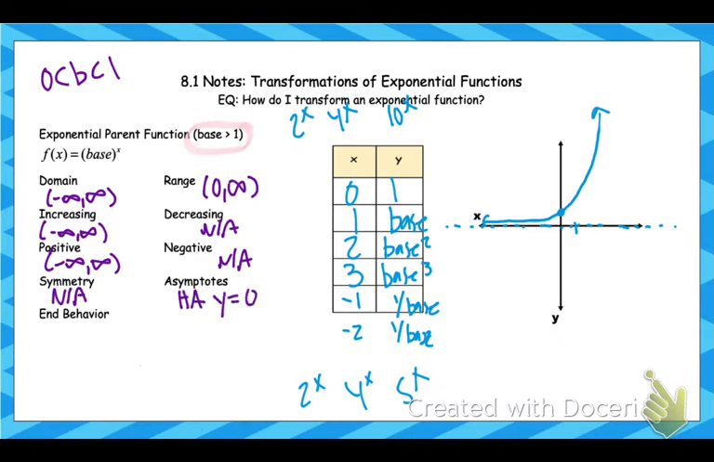And then end behavior is going to look a little different. As x approaches negative infinity, as those x's get smaller and smaller, those y's are getting closer and closer to your horizontal asymptote, which would be 0. But as my x's get bigger, my graph is doing something different. As my x's get bigger, those y's are getting very large very quickly. So my y's are approaching positive infinity.